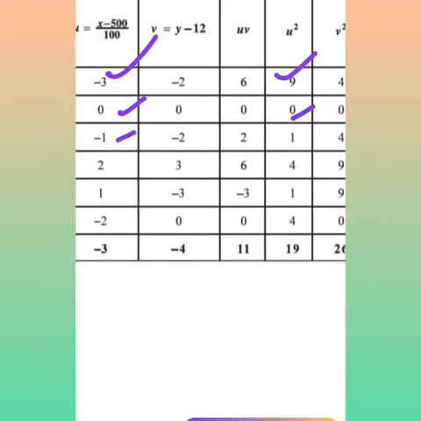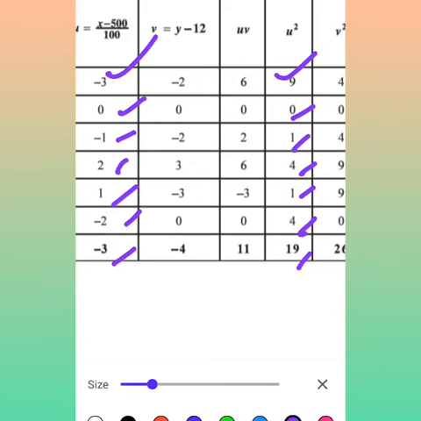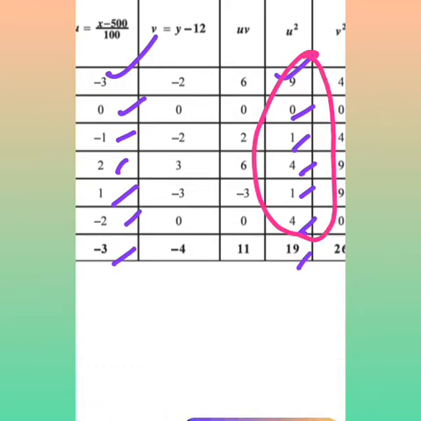The square of minus 1 is 1. Square of 2 is 4. Square of 1 is 1. Square of minus 2 is 4 again, and square of minus 3 is 9. As you do the total of all this, you will get 19, right? That is how you get your u square, right?